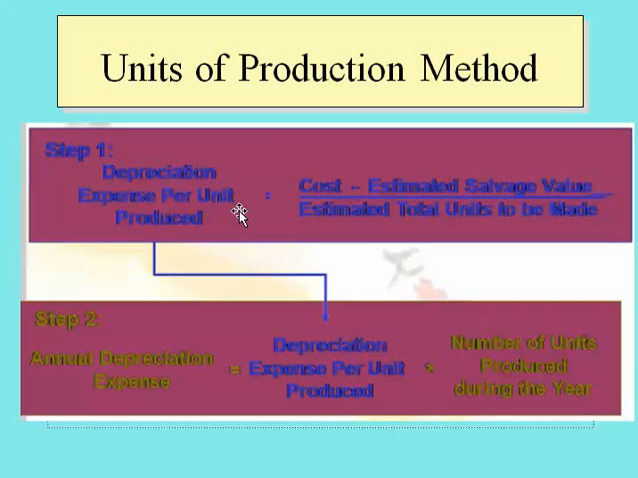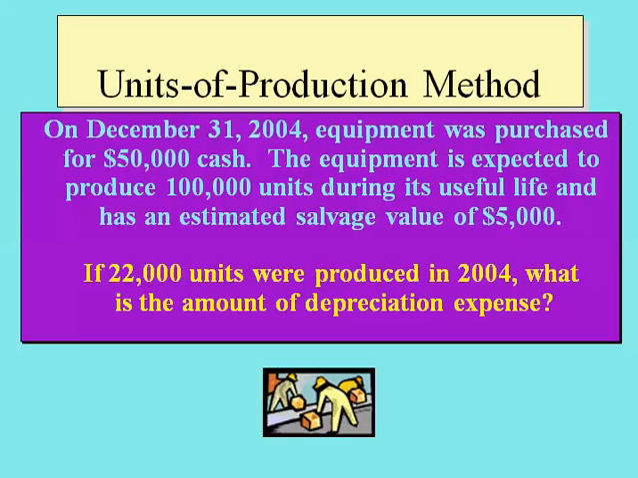So we'll calculate a depreciation cost per unit, and then we'll multiply that times the number of units used during the period. So cost minus the salvage, just like we did for straight line, divided by the estimated total units to be made. Then we'll multiply that result by the number of units produced. So let's give you an example. On December 31st, 2004, equipment was purchased for $50,000 cash. The equipment is expected to produce 100,000 units during its useful life and has an estimated salvage value of $5,000. If 22,000 units were produced in 2004, what is the amount of depreciation expense?